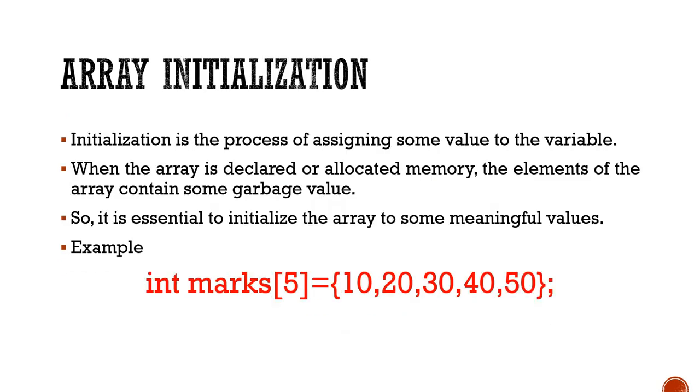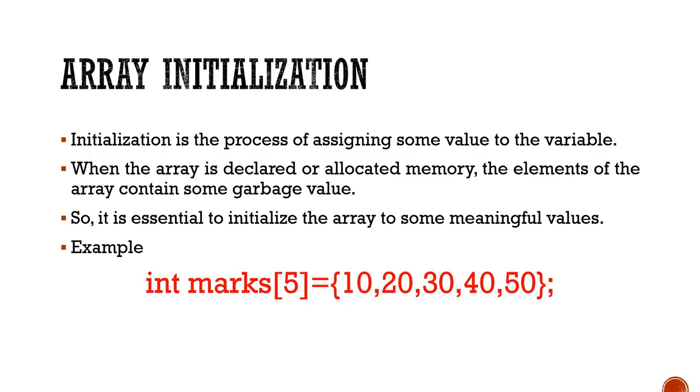Next, we will move on to array initialization. Array initialization is nothing but assigning values to a variable. When the array is declared, memory will be allocated, and the elements of the array will contain some garbage value. So it is essential to initialize the array with meaningful values. For example, int marks of 5 is equal to, inside the curly braces you have to give the values. Here the size of the array is 5, so we can give up to 5 values.